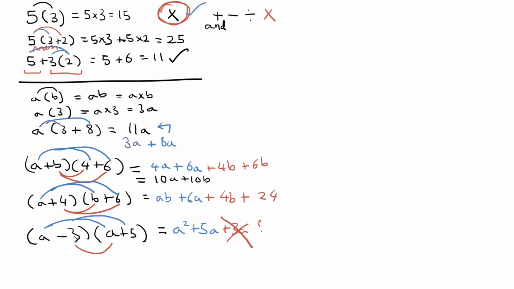So this is not 3 times A, this is minus 3 times A. So let's fix it up. And minus 3 times A is minus 3A. In the same way, minus 3 times 5 is minus 15. And that's it. You should now be a master of expanding.